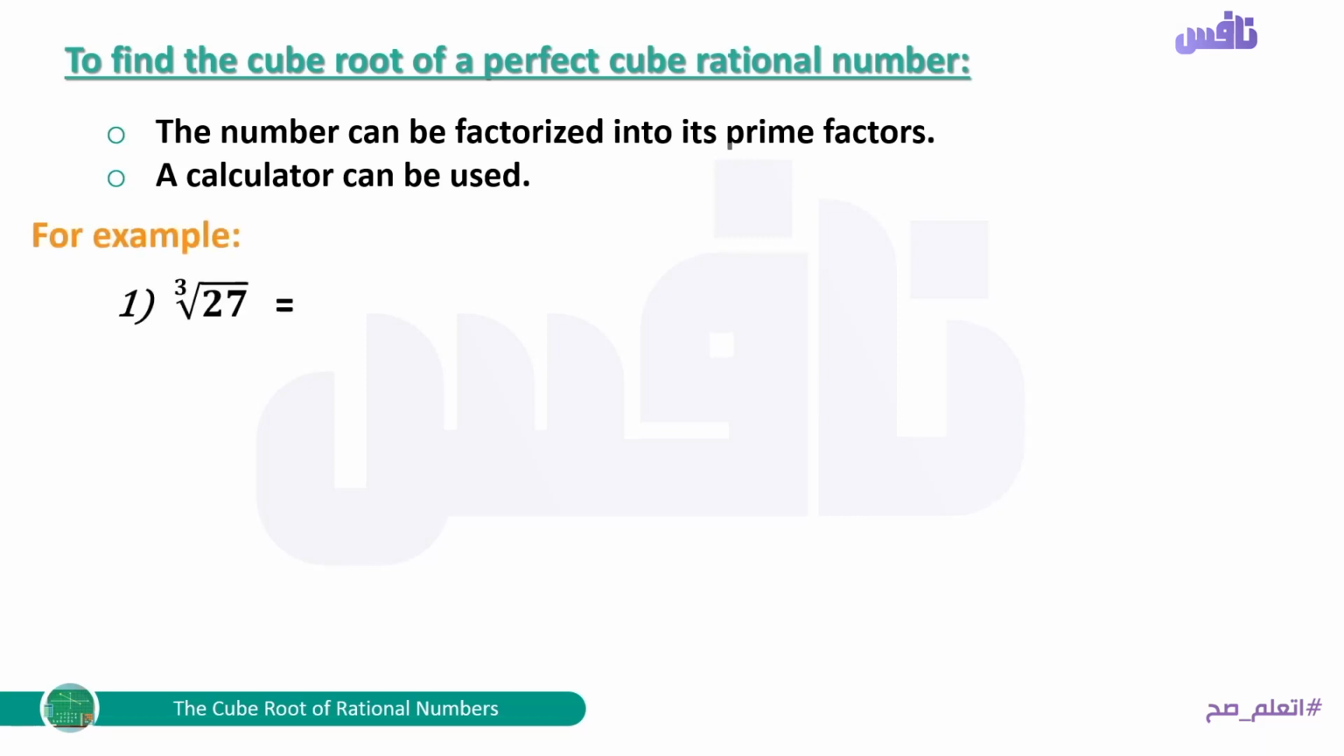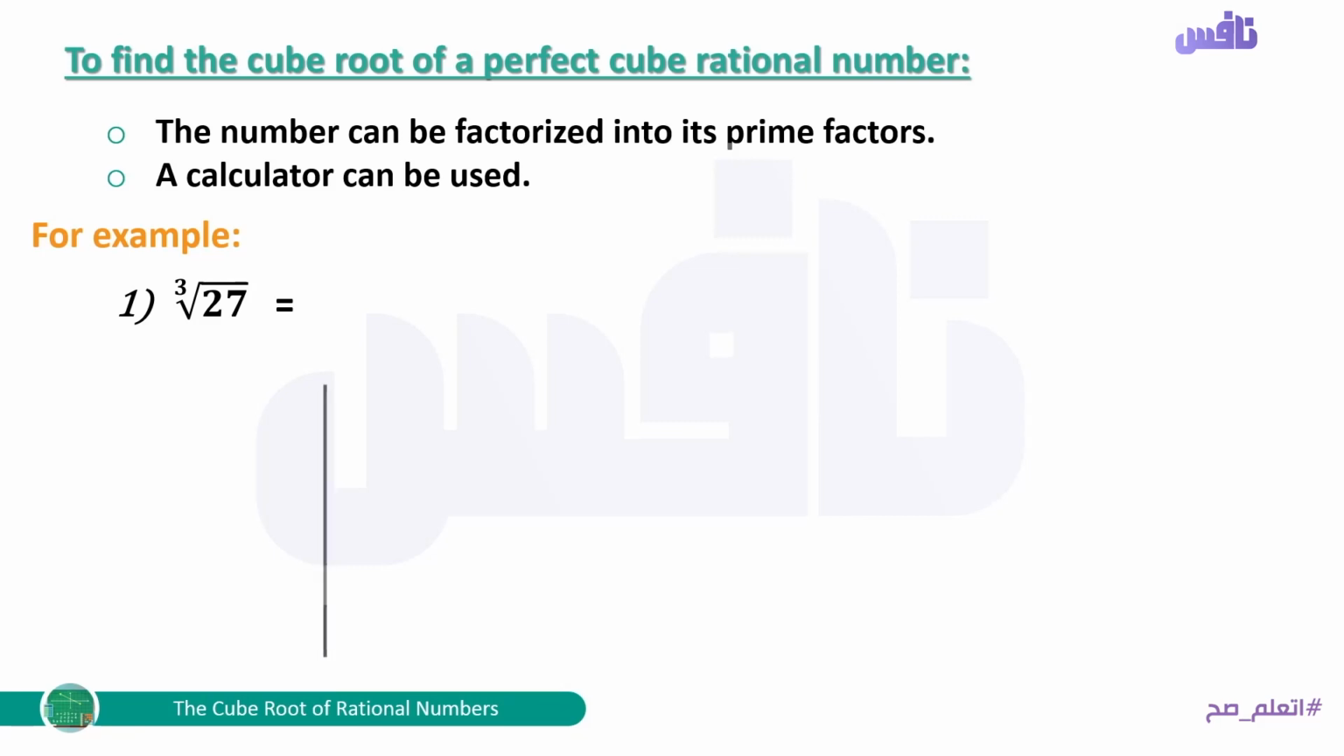Number 1, cubic root 27. As we said, we can find cubic root 27 by using factorization into the prime factors or by using a calculator. Let's see the first way, by using the prime factors. Let me remind you first about the prime factors. The prime factors are the prime numbers, which are 2, 3, 5, 7 and so on.